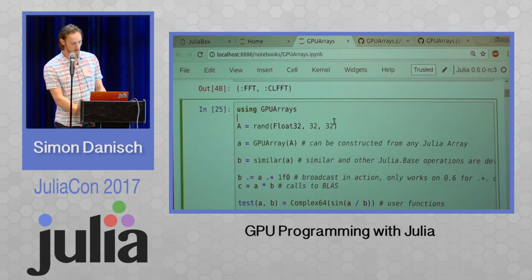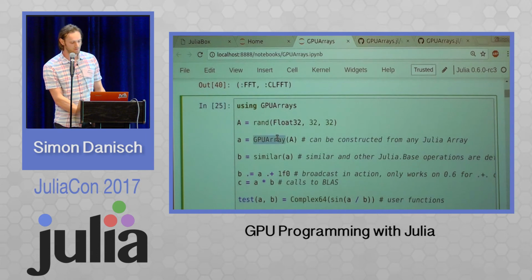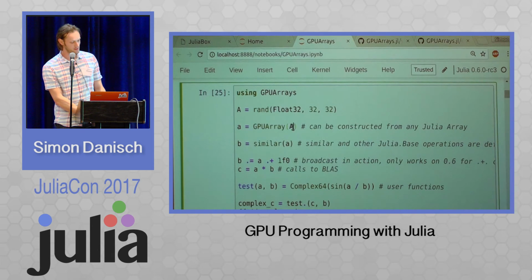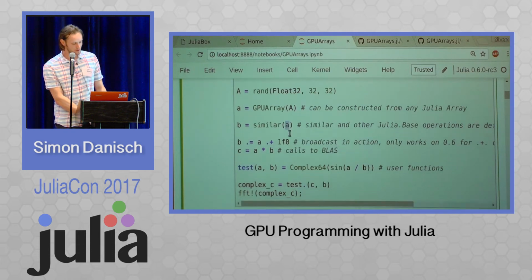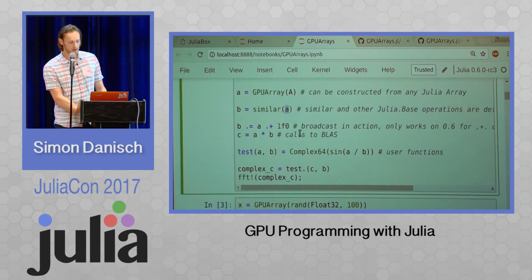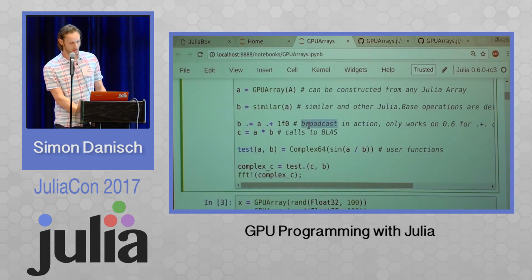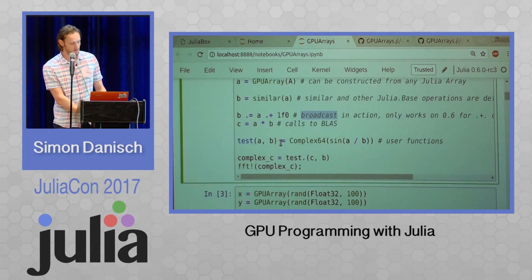And I also try to have a nice array of constructors for GPU arrays. So you can just construct it from any Julia array. You have the similar function to create a similar GPU array, which will then run on the same context. And then I have broadcast implemented. And yeah, as I said, BLAS already. And the broadcast also works with user-defined functions.